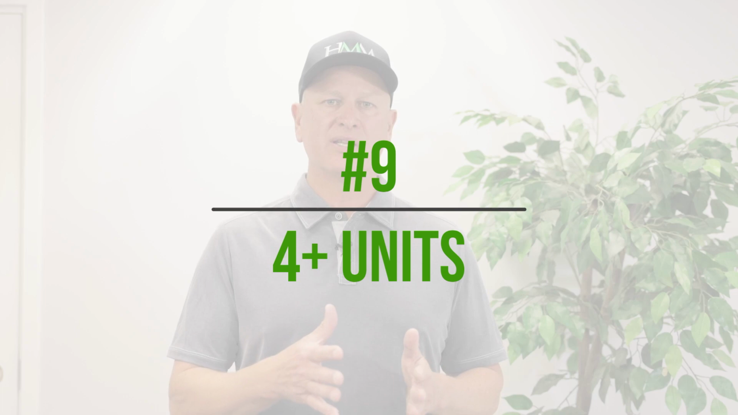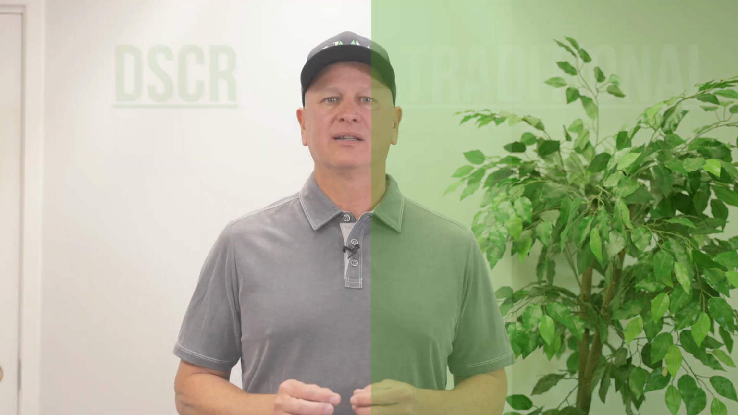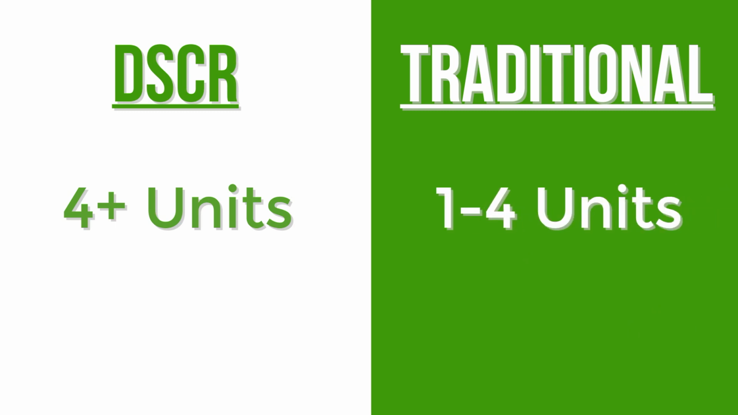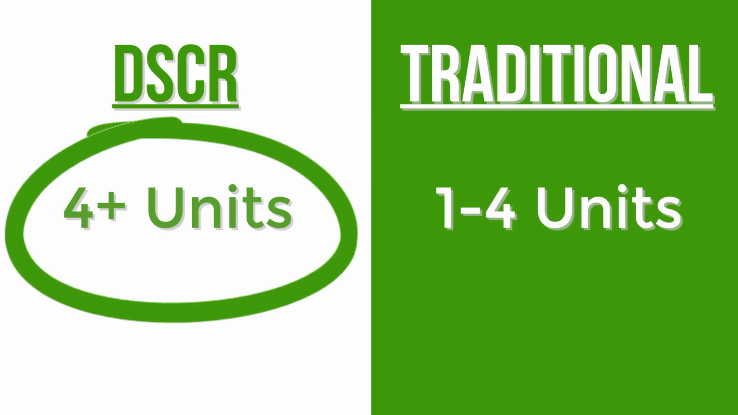If you have a property that is outside 1 to 4 units, you have something between 5 and 8 and maybe even a mixed use, the only one of these two loans that will even look at it and give you a loan is DSCR. Traditional loans could only go between 1 and 4 units. So here, again, the advantage is DSCR.